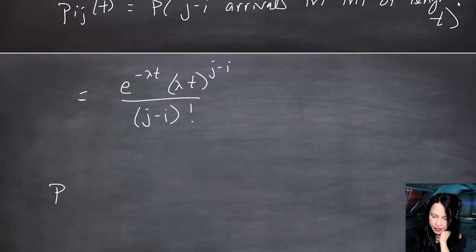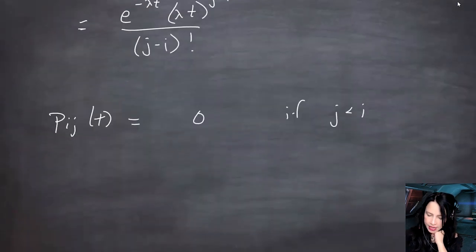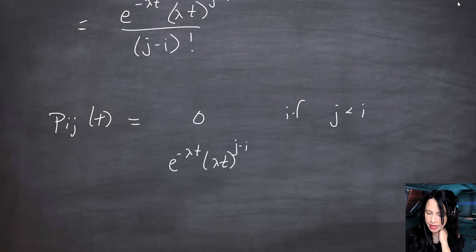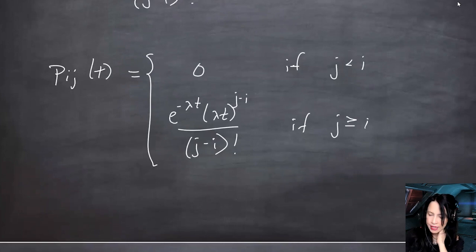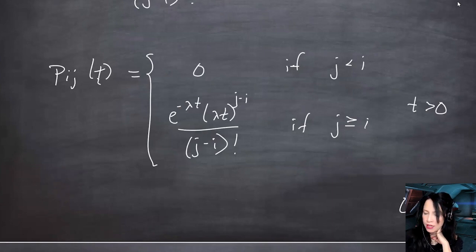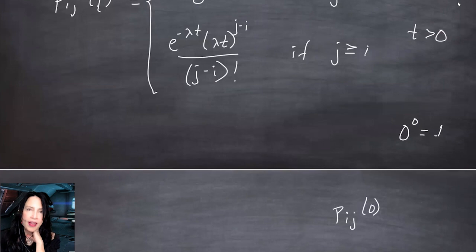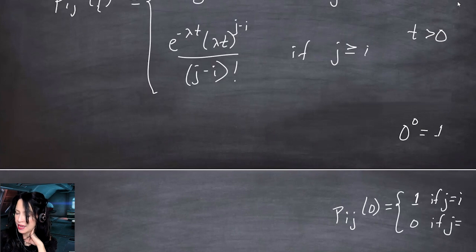And so let me summarize with a set of brackets here. This is going to be 0 if j is less than i, and it's going to be e to the minus lambda t, lambda t to the j minus i over j minus i factorial, if j is greater than or equal to i. And this holds for any t greater than 0, but it will actually hold when t equals 0, as long as you define 0 to the 0 to be 1. Because if we want to move from some i to some j in 0 units of time, you can't move in 0 units of time. But if j is equal to i, then that's just fine. This is 1 if j is equal to i, and it's 0 if j does not equal i.